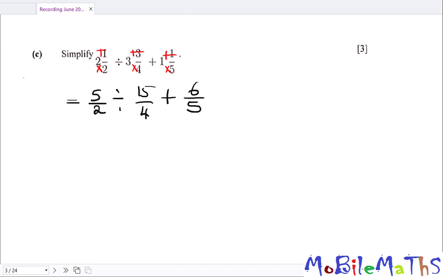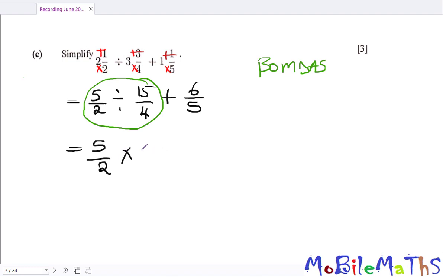Okay, then I have to solve this part first because we are dividing, checking our BODMAS. We are still going to divide first before we add. So I'm going to solve that part first. So I'll change the sign and swap positions. 4 goes up and we have 15 at the bottom. So I'll have 5 over 2 times 4 over 15 now. Then we are still adding with our 6 over 5.